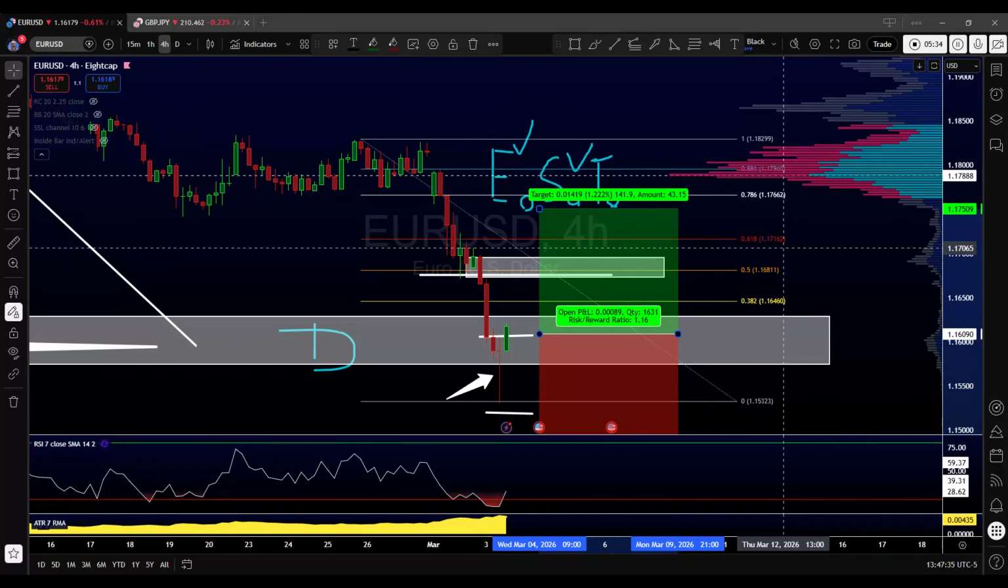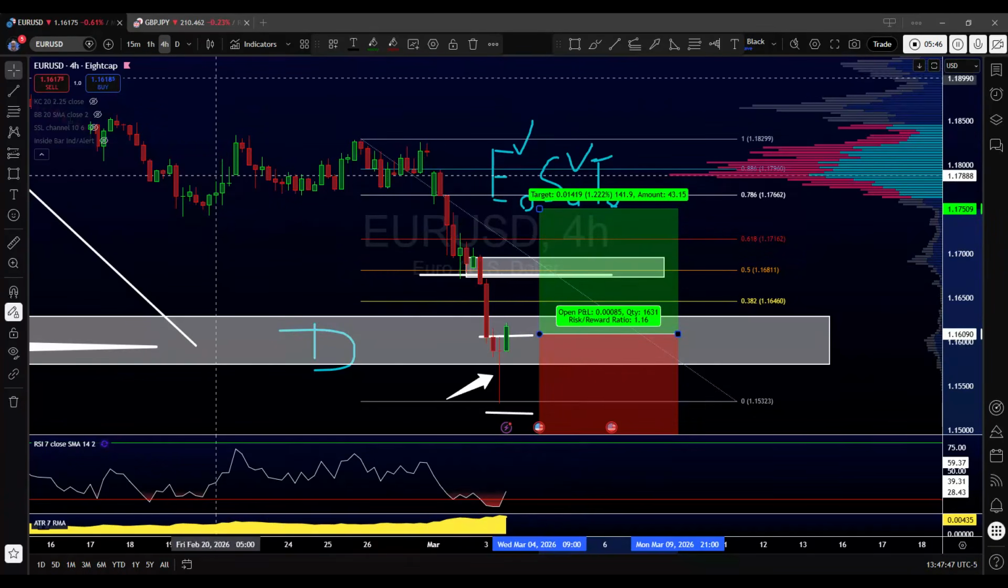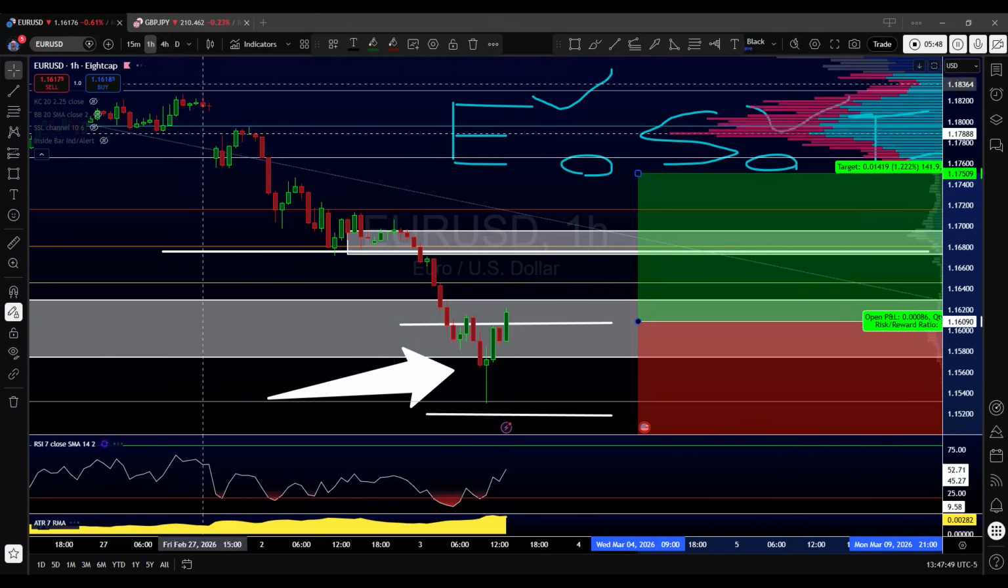So now there's one more thing we can do here. If you can't get involved, originally I was looking for a double bottom. That technically could still happen, but it doesn't look likely just based on my history of price action and reading it. But if we go down to a lower time frame, you're going to see something else here.